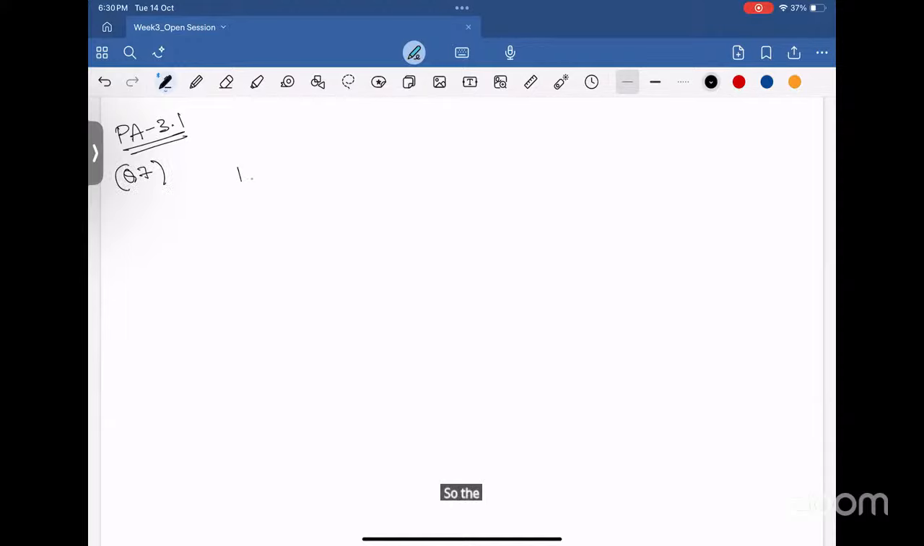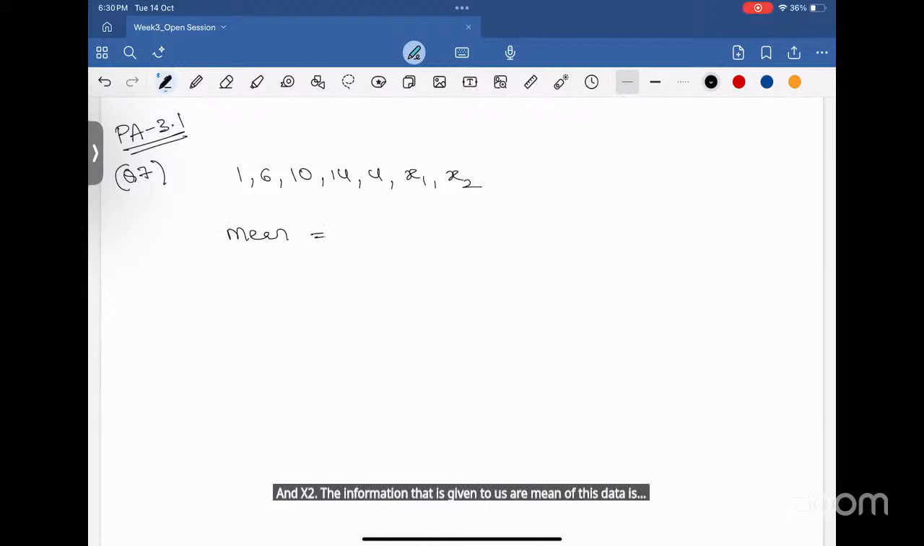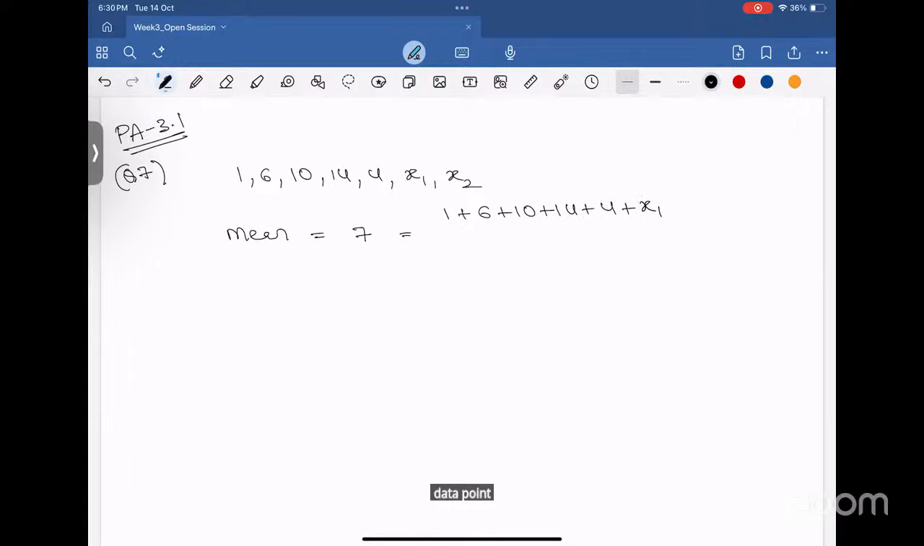So the data points are 1, 6, 10, 14, 4, x1 and x2. The information that is given to us is that the mean of this data is 7. And we know mean is basically you sum up all the data point values and divide it by the number of data points.